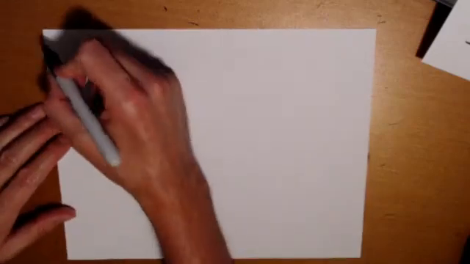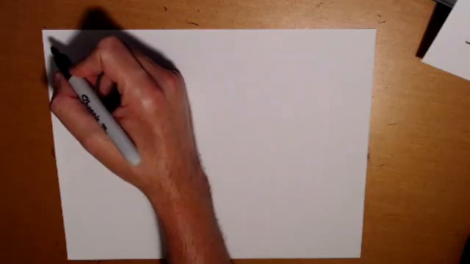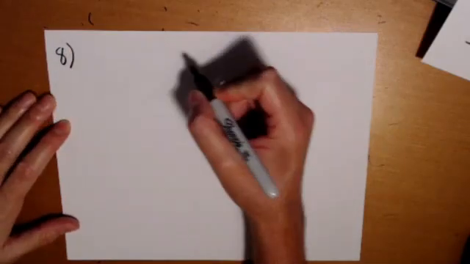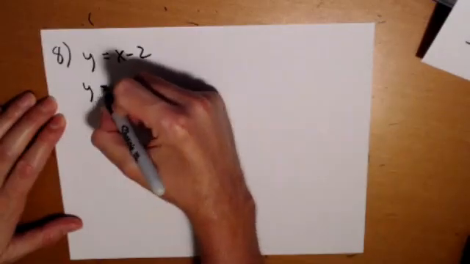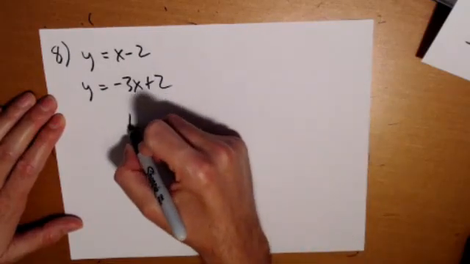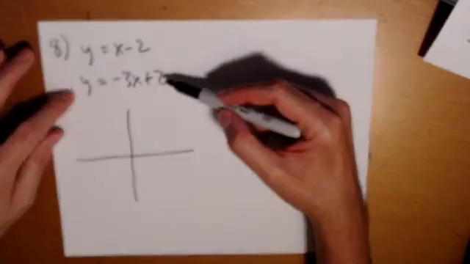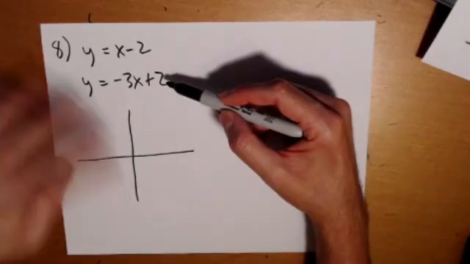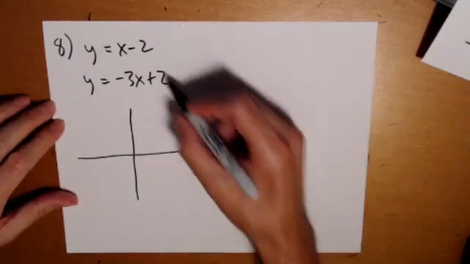So let us try number 8. Y is equal to x minus 2, and y is equal to negative 3x plus 2. So we're trying to figure out the x and y that might make both of them true. And what they say is, hey, here's a way to solve that little riddle by graphing them. Now, graphing is a really bad idea because unless you have graph paper and the numbers are really pretty, it just doesn't work well. But let's graph this guy.